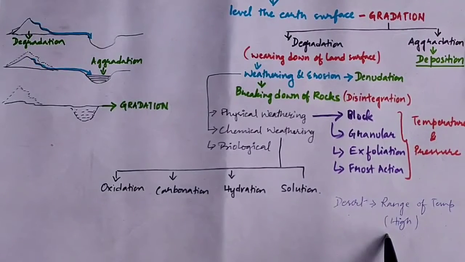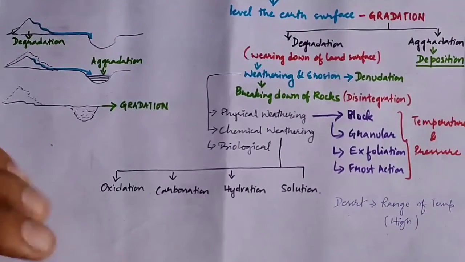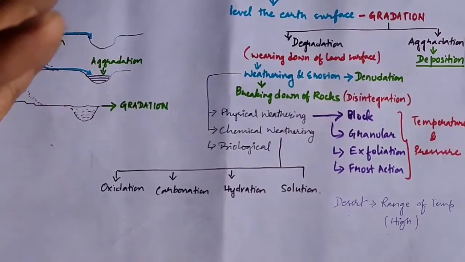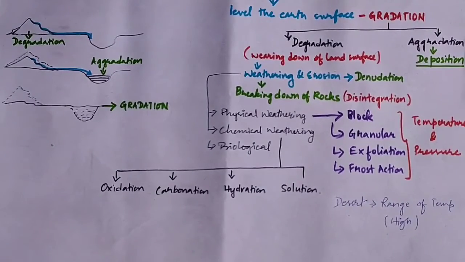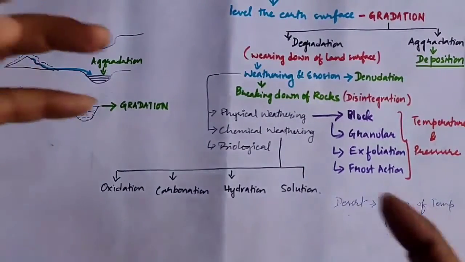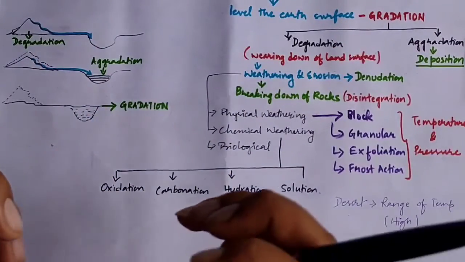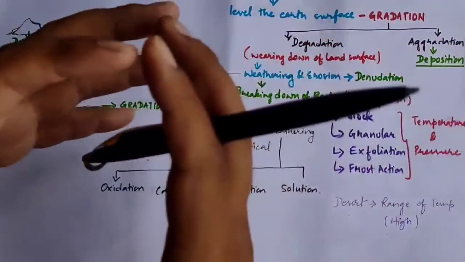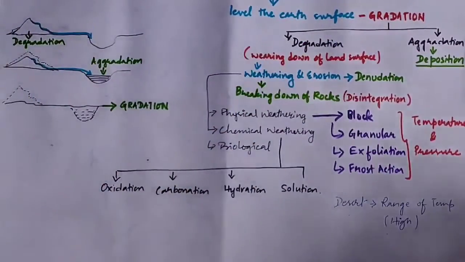That means during the daytime the temperature reaches up to 50 degrees Celsius, and at night the temperature will drop to 7-8 degrees Celsius. So the difference between the highest and the lowest temperature is extremely high in the desert area. In that condition, during the daytime when the temperature is very high, the rocks will expand, and at night when the temperature drops, the rocks will contract. This process continues for a long period of time, expansion and contraction, expansion and contraction, and ultimately leads to the degradation of the rocks.